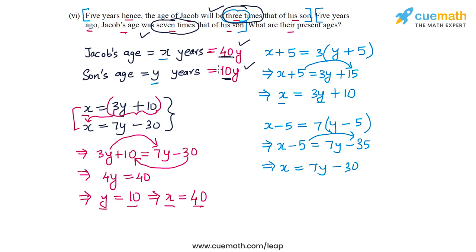And this finishes this question of this exercise.